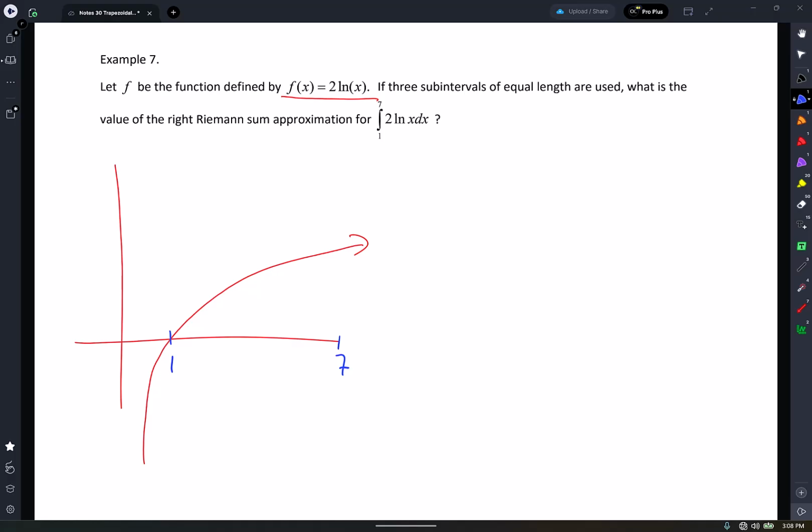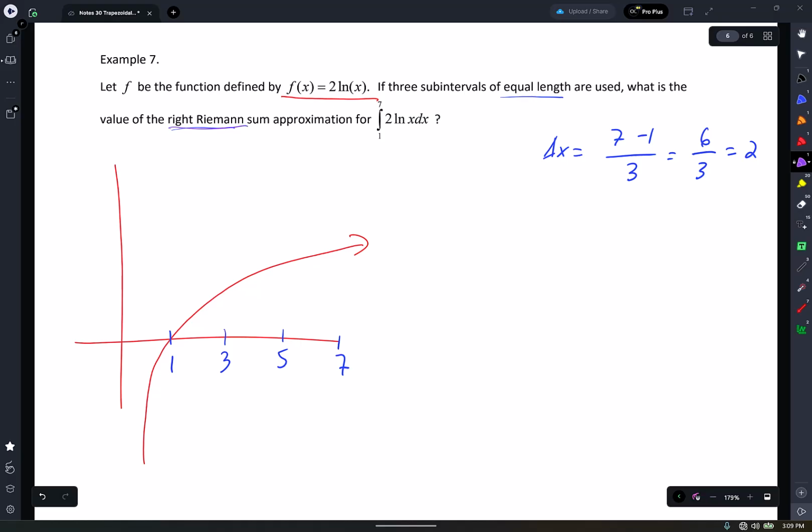It says if 3 subintervals of equal length are used, what is the value of a right Riemann sum? All right, here we go. Delta x equals 7 minus 1 divided by how many rectangles? So each one is going to be 2. Let's see, 1, 2, 3, 4, 5. All right, 3, 5, and 7. And I'm doing a right Riemann sum. That's what it says, right?